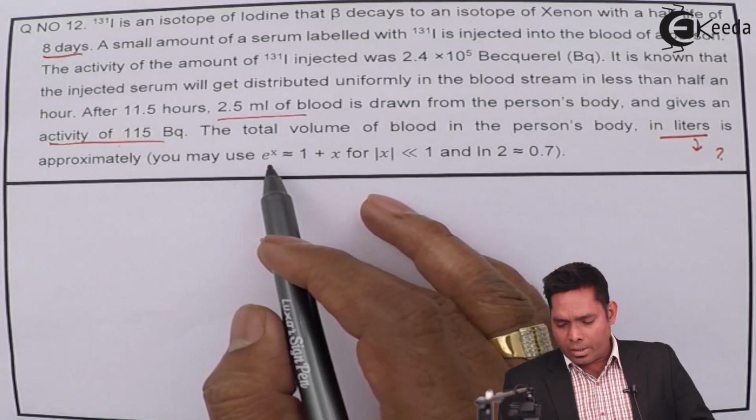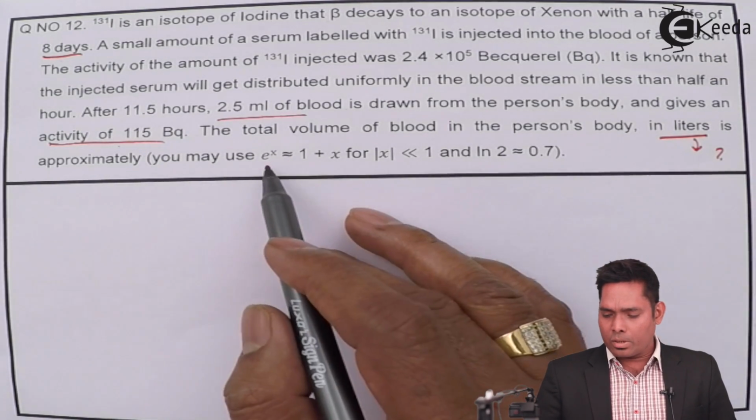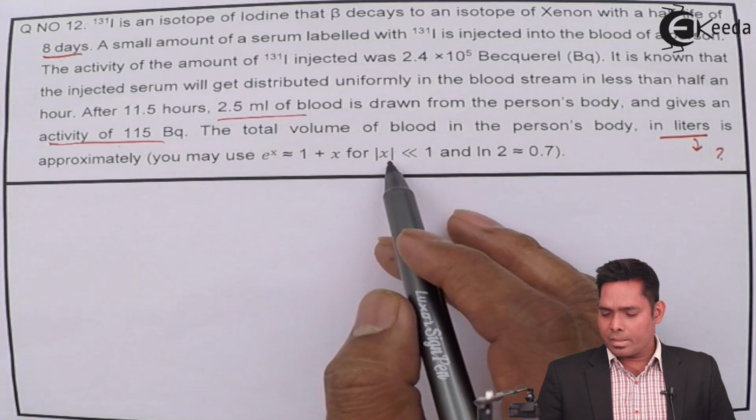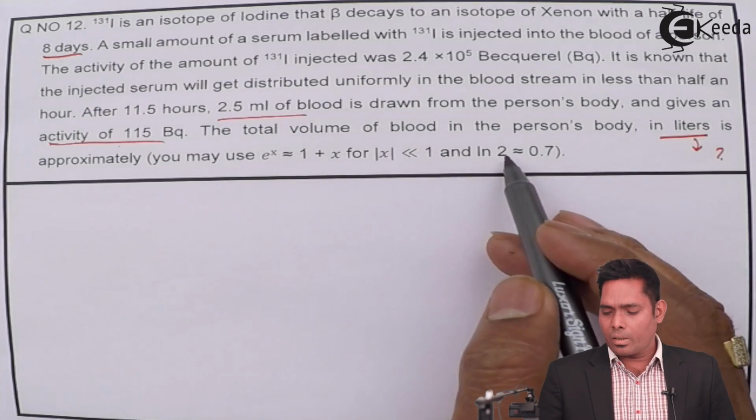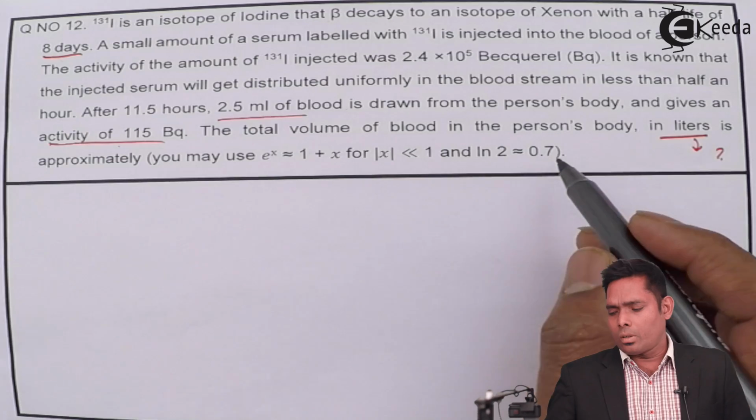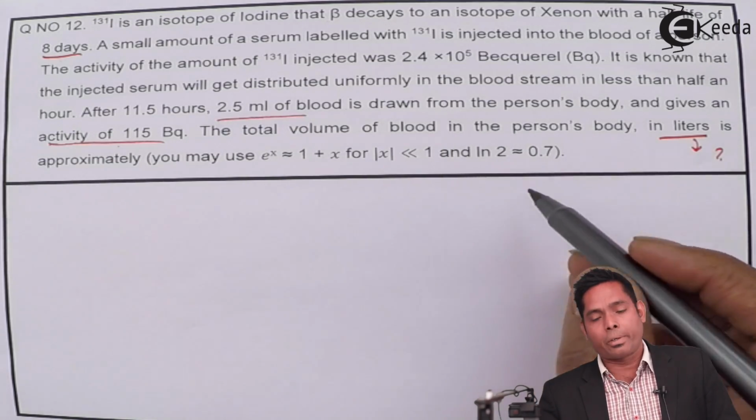What is given? e raised to x is 1 plus x, and obviously e raised to minus x is 1 minus x, for mod x less than 1, and log 2 is 0.7.